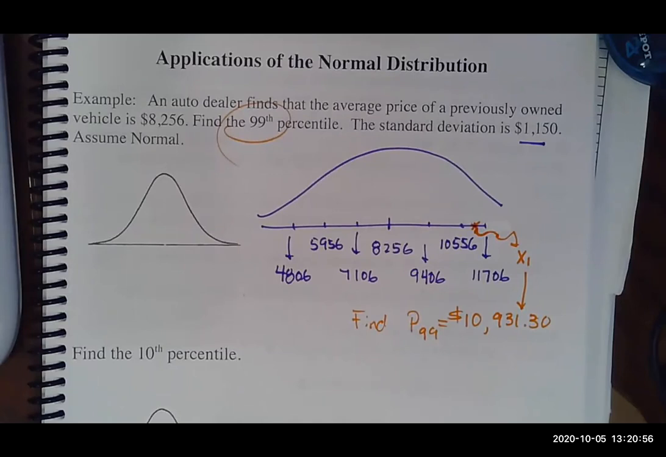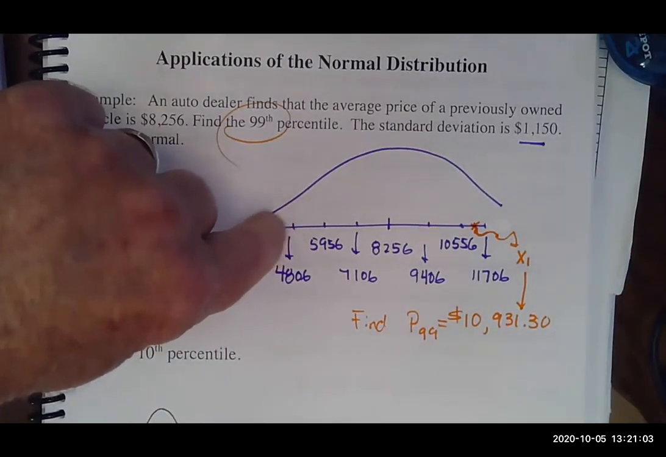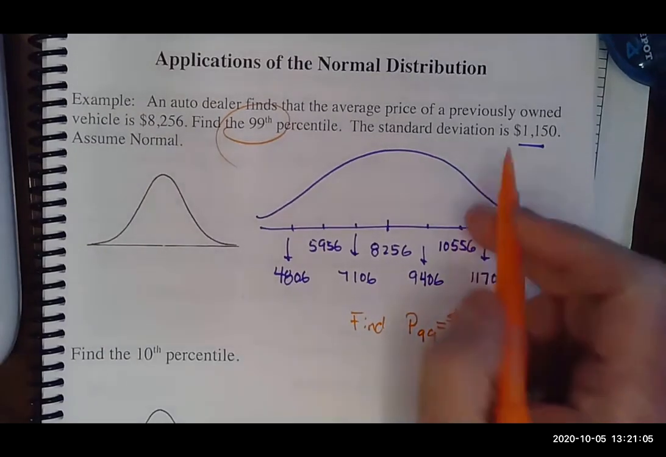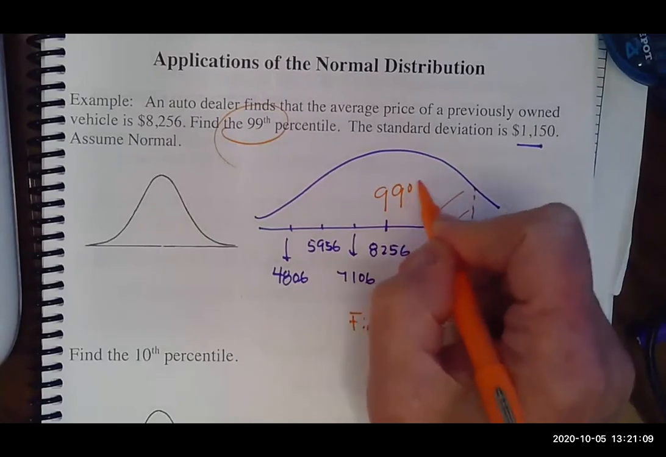I'm not going to do the other one because it's the same thing. The 10th percentile would be shaded down here though, somewhere. The 10th percentile. So if I want to know about the 99th percentile, this right here is 99%.